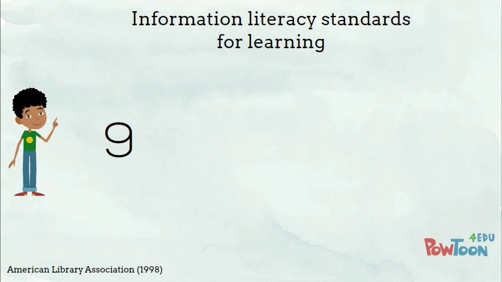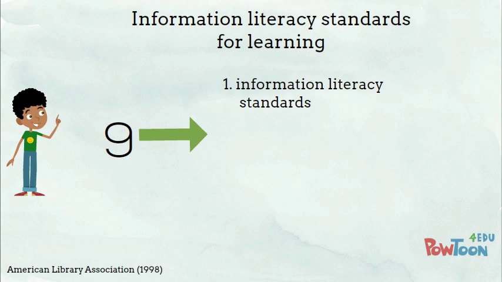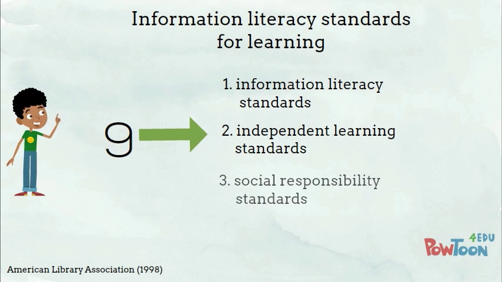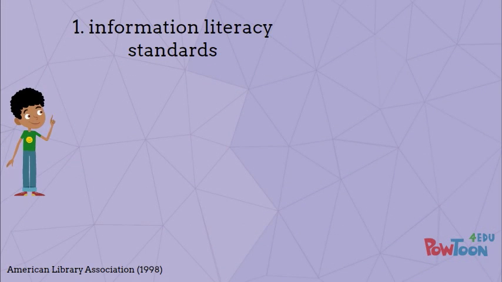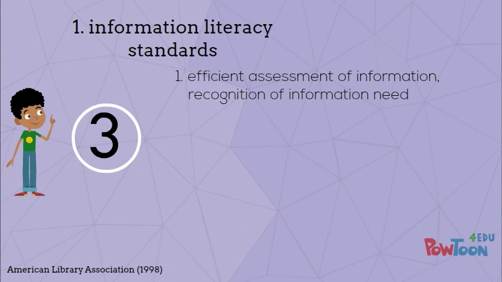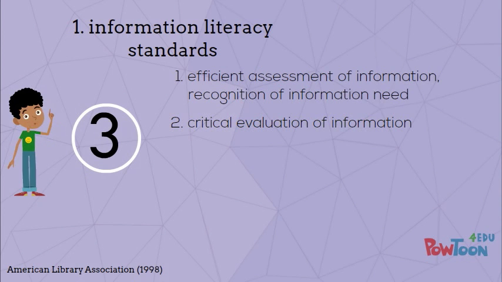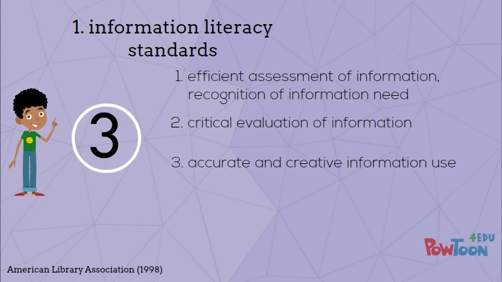Information literacy standards for students' learning. There are nine standards of information literacy which can be categorized into information literacy standards, independent learning standards and social responsibility standards. Information literacy standards. Firstly, the information literate student accesses information efficiently and effectively, and recognizes information need. Then, the information literate student evaluates information critically and competently. As a third standard, this student uses information accurately and creatively.